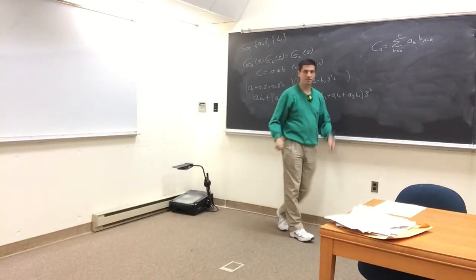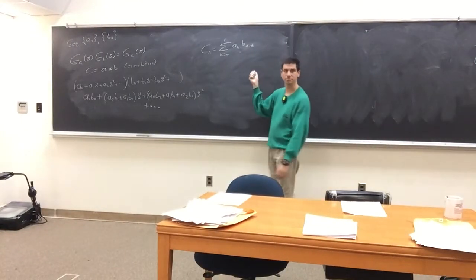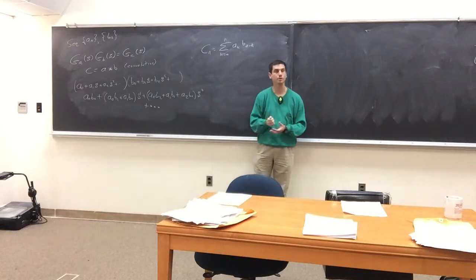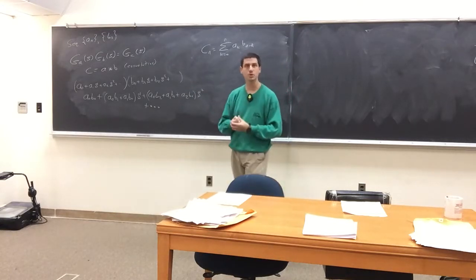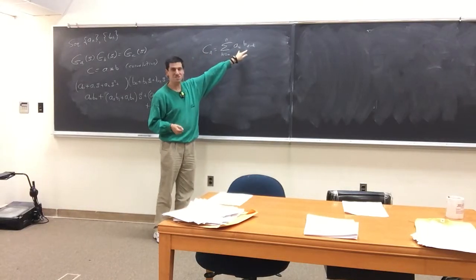Again, I'm just defining something right now. The question is always, when is this a good definition? What's nice about this is, if I just multiply the series formally, this is what I would get. So if everything converges, this is what the answer should be. Doesn't this look a lot like a convolution?